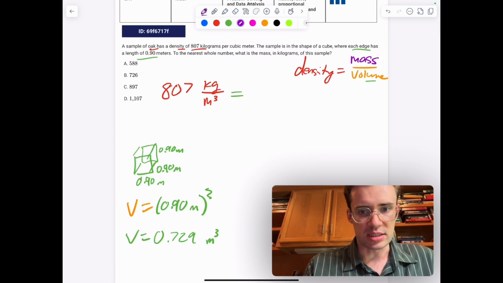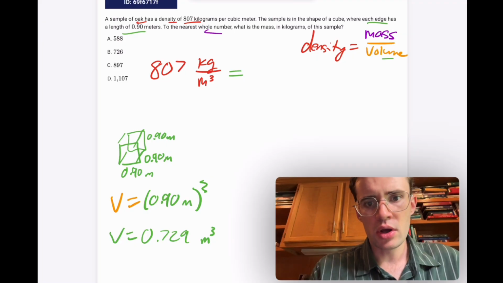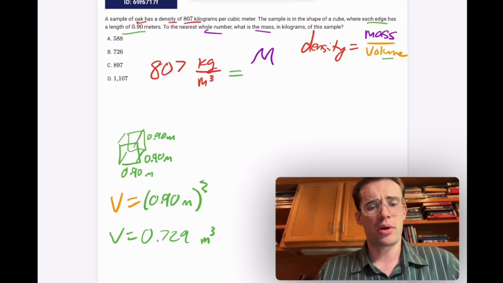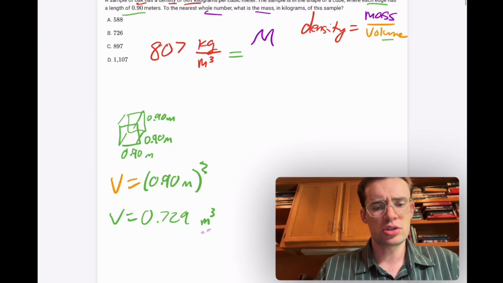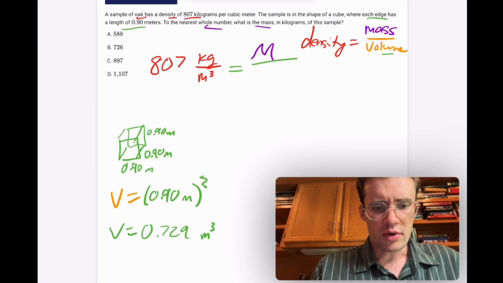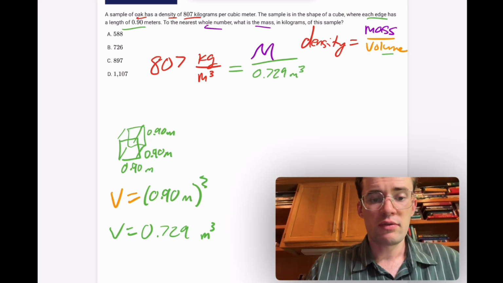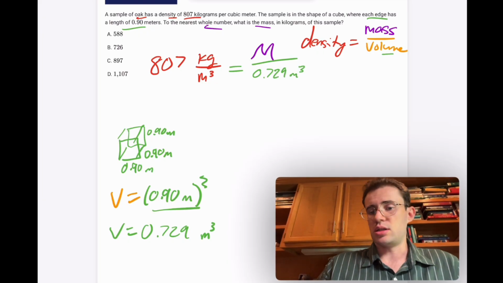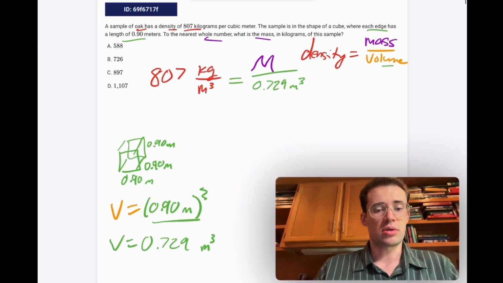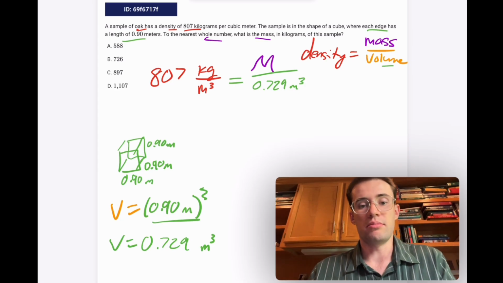We don't know what the mass is yet, and it says to the nearest whole number, what is the mass? So we're solving for the mass. I'm just going to write a big M there. I'm doing it as a capital M just so we don't get confused with the m in meters, or the meters cubed. So divide that by 0.729 meters cubed. If you wanted, you could even just leave it like this and plug it into the equation. It would still give you that same answer because this is equivalent to 0.729 meters cubed.